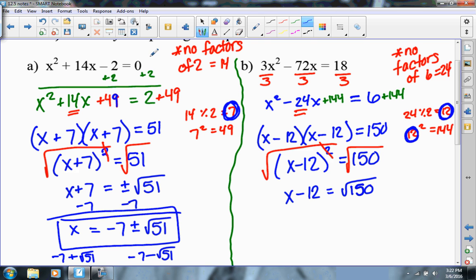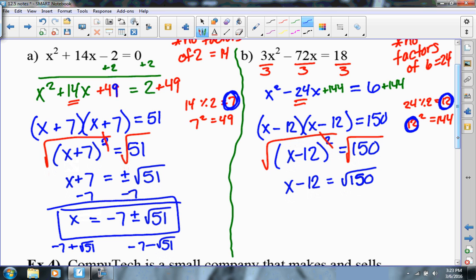So far it's been very similar to what we did in example A, just more practice. But here, the square root of 150, it's not a perfect square, but I can break it down. There is a perfect square that goes into 150, and that's 25. And it goes in there 6 times. So really, this is x minus 12 equals, oh, I forgot my little plus minus. It equals plus or minus 5 times the square root of 6. The square root of 25 is 5, and then the square root of 6 is my leftovers.